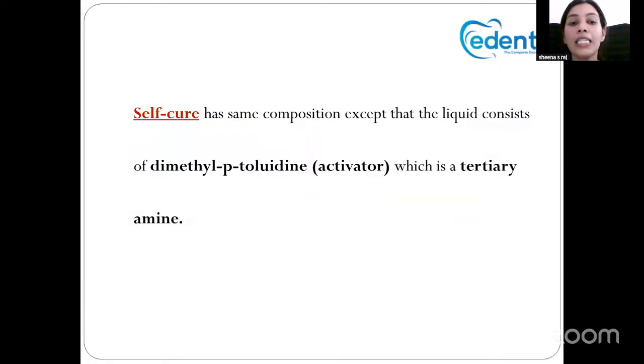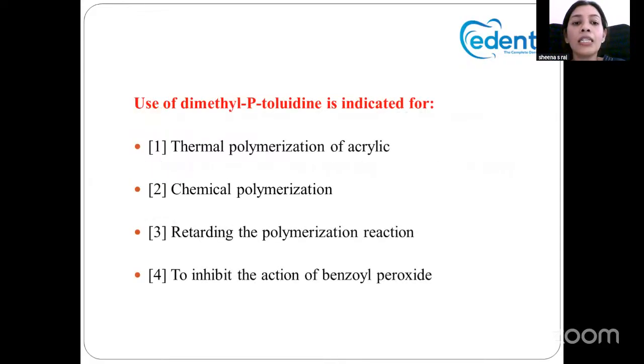It's very important. Self-cure, as I told, benzyl peroxide is for heat cure. Self-cure, it is dimethyl P12D, which is a tertiary amine. Sometimes it might not be written like dimethyl P12D. The options will be like tertiary amine. So please, benzyl is always alone. It does not have any other name. But dimethyl P12D is a tertiary amine. See the question, use of dimethyl P12D. We know what it is indicated for: it is indicated for chemical polymerization.